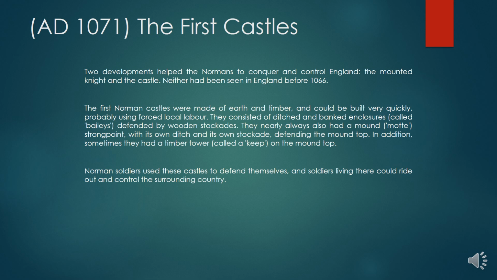The first Norman castles were made of earth and timber and could be built very quickly, probably using forced local labor. They consisted of ditches and banked enclosures called baileys, defended by wooden stockades. They nearly always also had a mount, the strong point with its own ditch and stockade defending the mount top. In addition, sometimes they had a timber tower called a keep on the mount top.